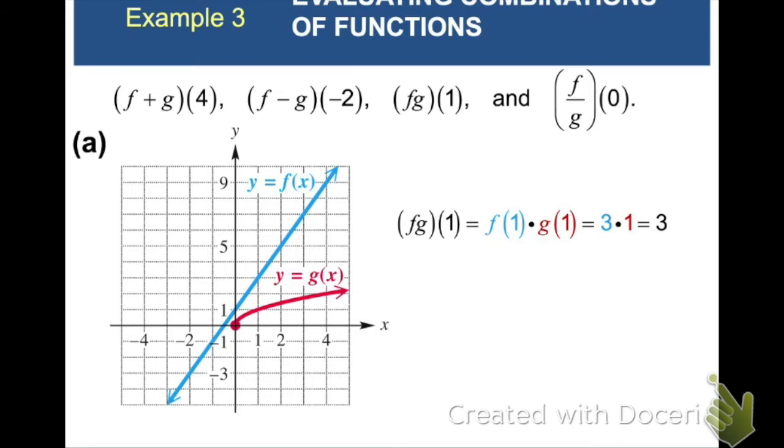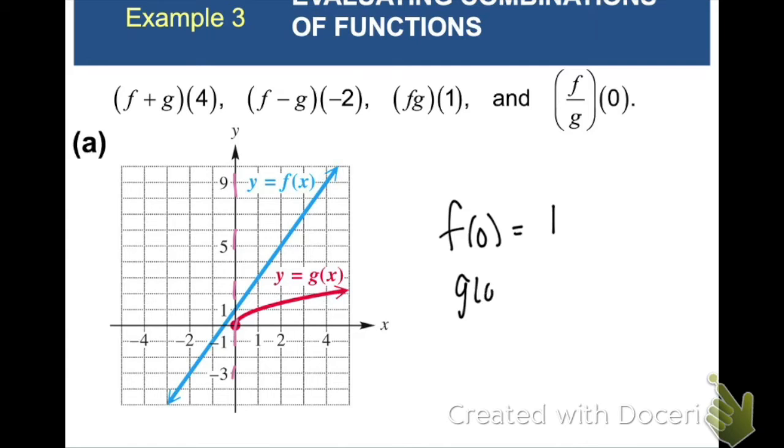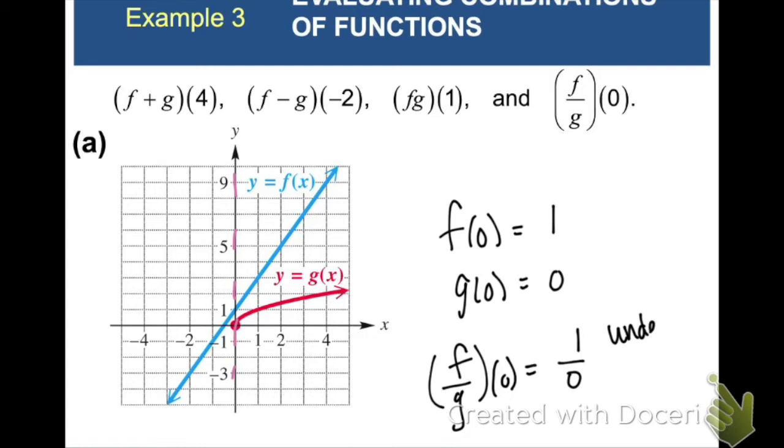Next we have f times g of 1. We find f of 1 is 3 and g of 1 is 1, and then we take 3 times 1 and we get our final answer of 3. For f divided by g of 0, we need to find f of 0 and g of 0 first. Once we do that, we're going to divide them, so 1 divided by 0, and we notice that we have 0 in the denominator, so this answer is also just going to be undefined.